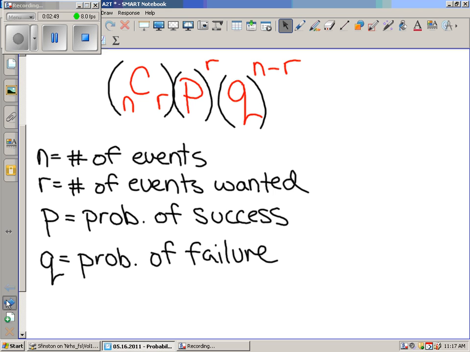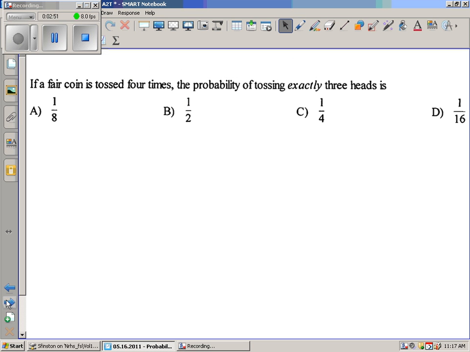So let me show you the first problem that we're going to do, and then we're going to jump around a little bit. A fair coin is tossed 4 times. The probability of tossing exactly, and that's when you use this formula, when you see this word, it's italicized, exactly 3 heads is, well, here's what we're going to do.